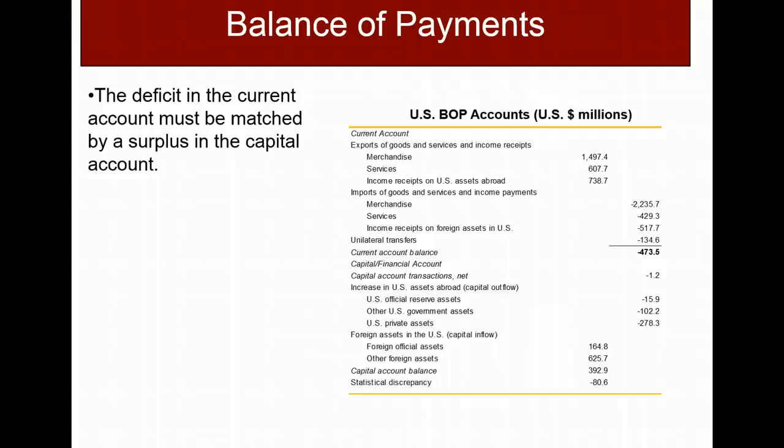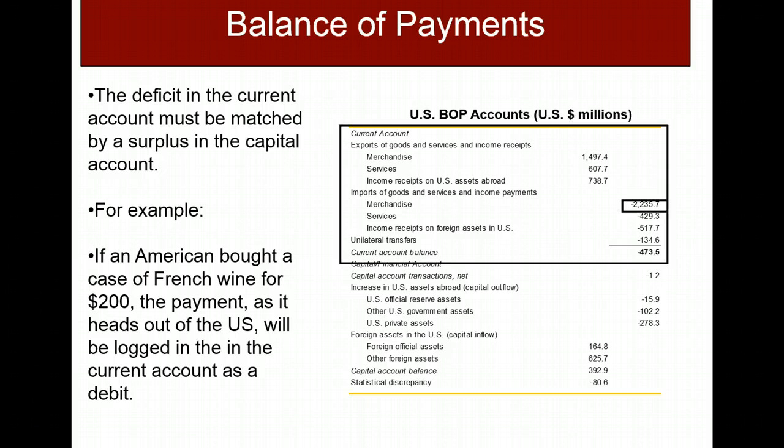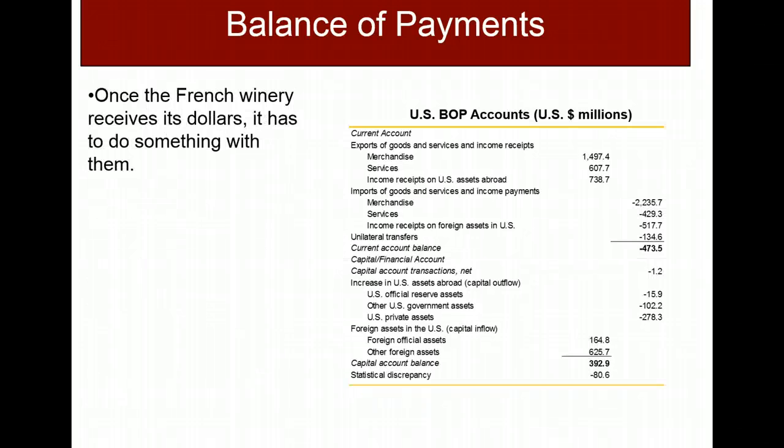The deficit in the current account must be matched by a surplus in the capital account. So if an American bought a case of French wine, an import, worth $200, as payment heads out, we will log this in the current account debit account right over here. Basically, that is an import coming into the United States.